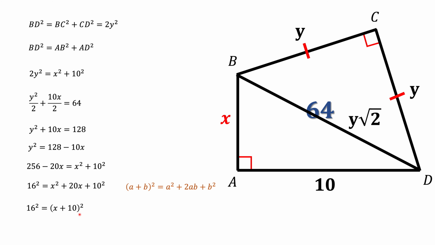Now what we need to do is take the square root and find that x plus 10 could be either plus 16 or minus 16. Since we're looking for a positive x, we find that we have to take a plus sign right here and get x equals 6.